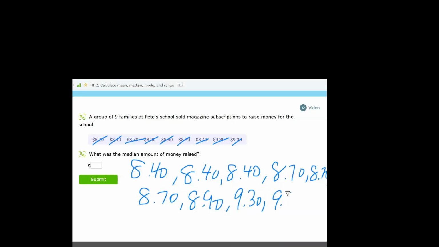Once you've sorted them from least to greatest, let's find the middle number. It looks like we have 1, 2, 3, 4, 5, 6, 7, 8, 9 numbers. And our middle number here would be 8.70. So that is our median.